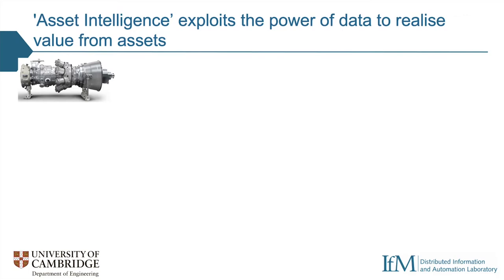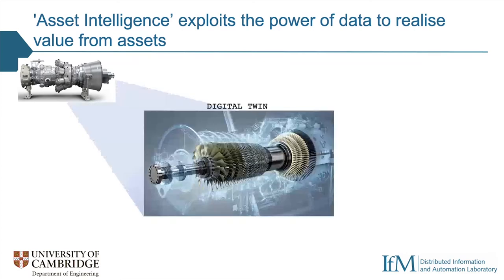They are sitting in a refinery or some kind of facility where it is generating power. Now, asset intelligence allows you to see what is happening in the real world gas turbine. So in today's world, we call them digital twins. So these are a digital representation of the physical asset that we have. So what can these digital twins actually do?